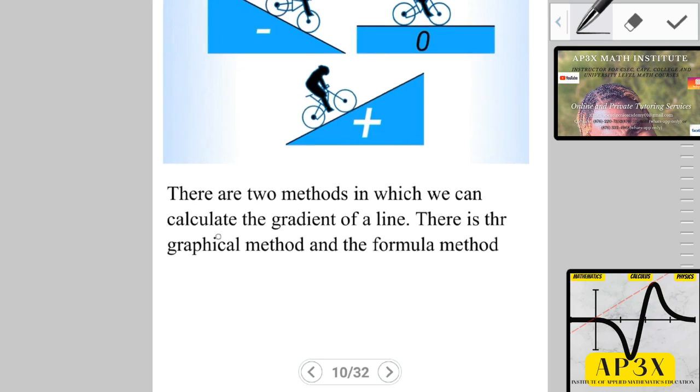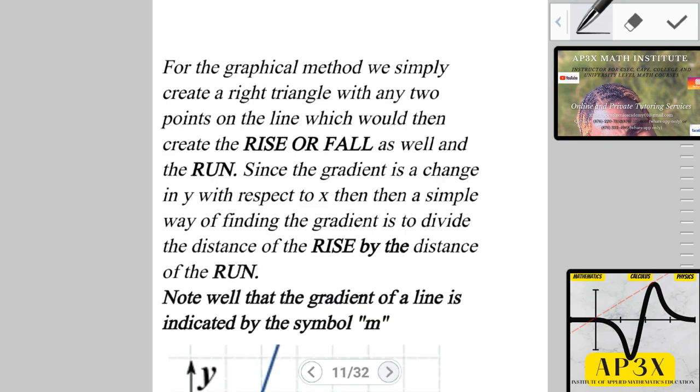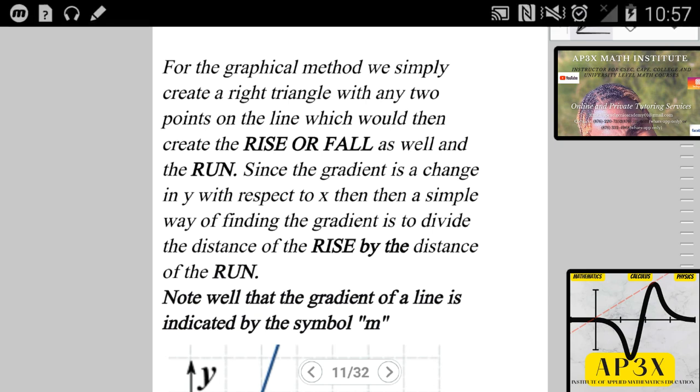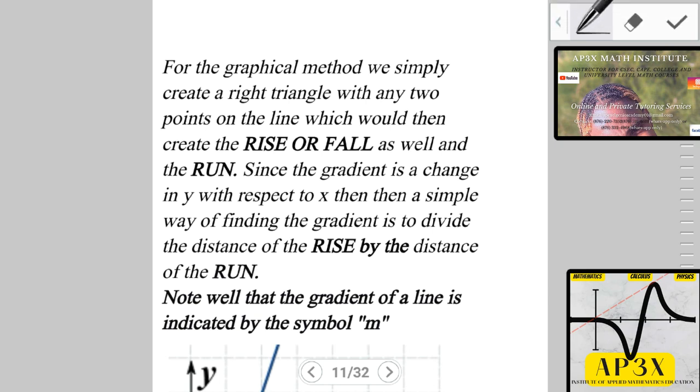Now there are 2 methods in which we can calculate the gradient of a line. And so therefore we have what is known as the graphical method, which is going to be very, very important, guys. And of course, from the graphical method, we can derive a theoretical formula to find the gradient of a line.